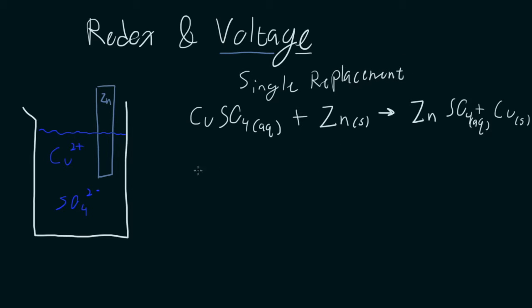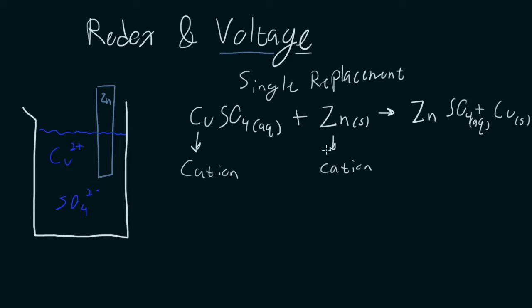Now, once we get started predicting these, a very common question is, how do I know what the zinc is going to replace? How do I know it's not going to replace the sulfate? Well, if we look at this, copper and zinc, these are both metals which form cations. And since this is an ionic compound, the cation needs to be replaced with a cation.